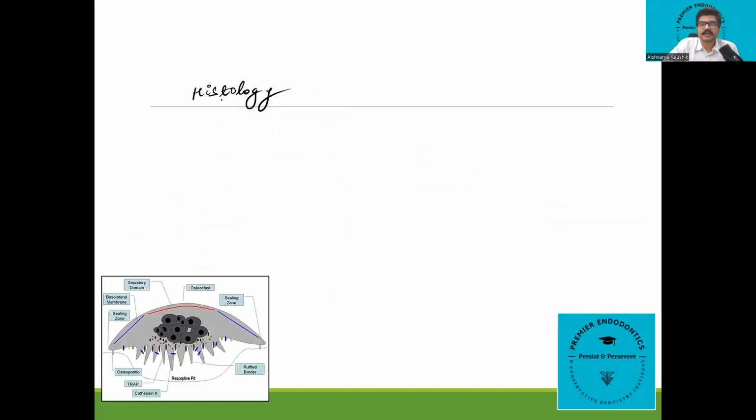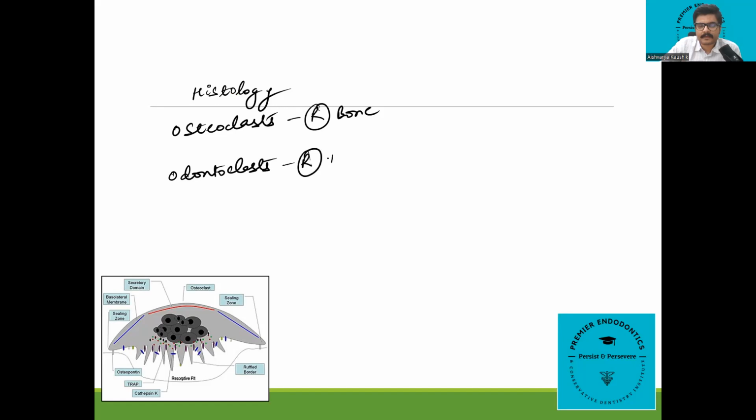Now let us look at the histology part of any type of resorption of hard tissues of the human body. So the classic example that we study right from our anatomy is osteoclasts, which are resorbing the bone. And it has been now clearly demonstrated that whether we talk of osteoclasts on one hand, which resorb bone, and odontoclasts, on the other hand, which resorb dental hard tissues, they are both derived from the macrophage monocyte lineage.